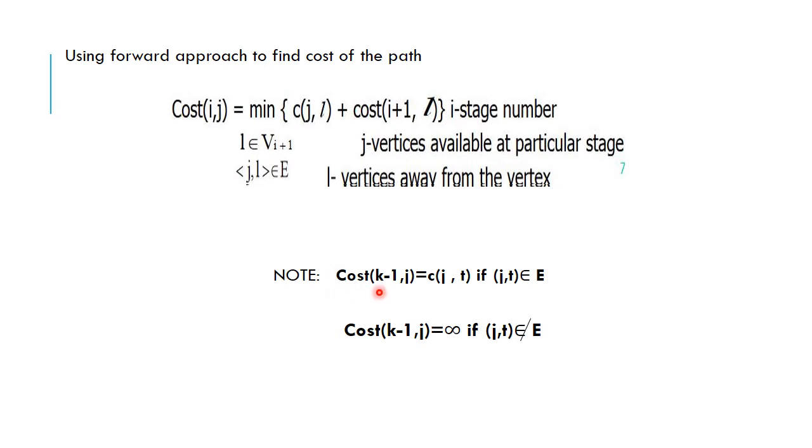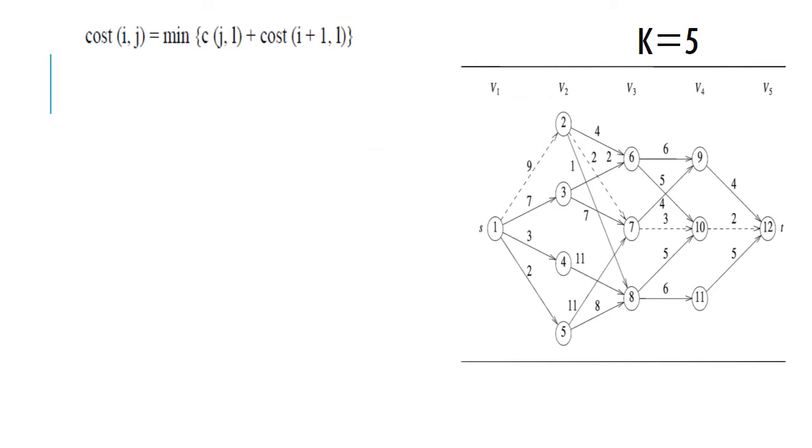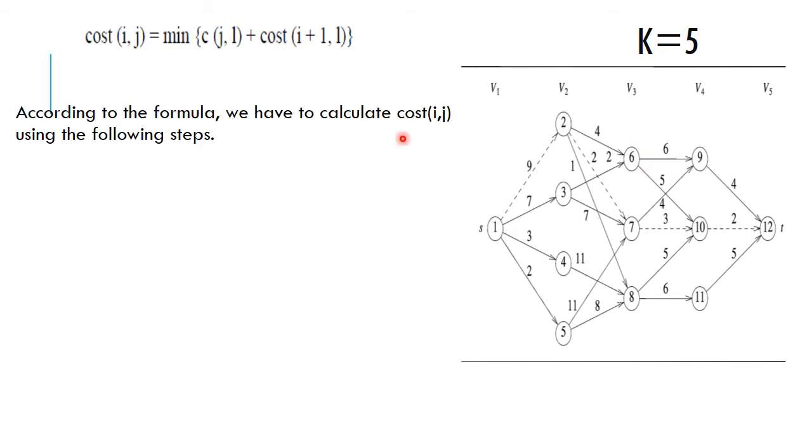And remember, cost of k minus 1, j is equal to C of j, t, which is nothing but the edge weight of the j, t edge. So cost of k minus 1, j can be equal to infinity if j, t is not an edge. Now we'll apply the forward approach formula on the multi-stage graph. This multi-stage graph contains 5 stages. Now we'll apply the formula.